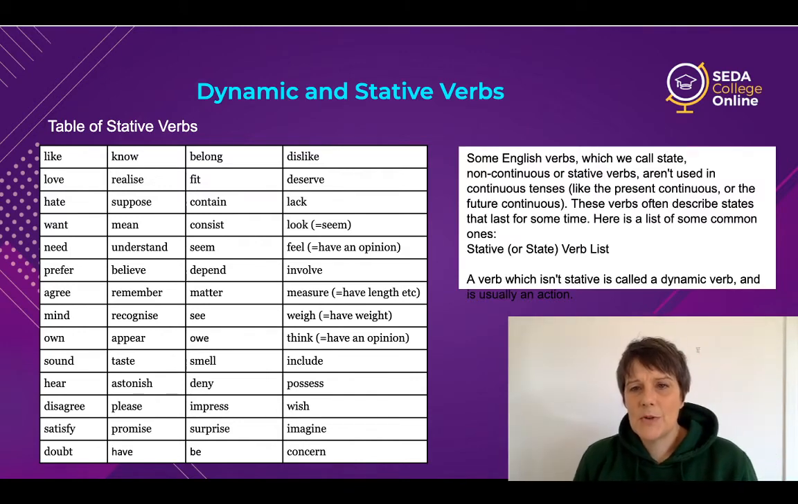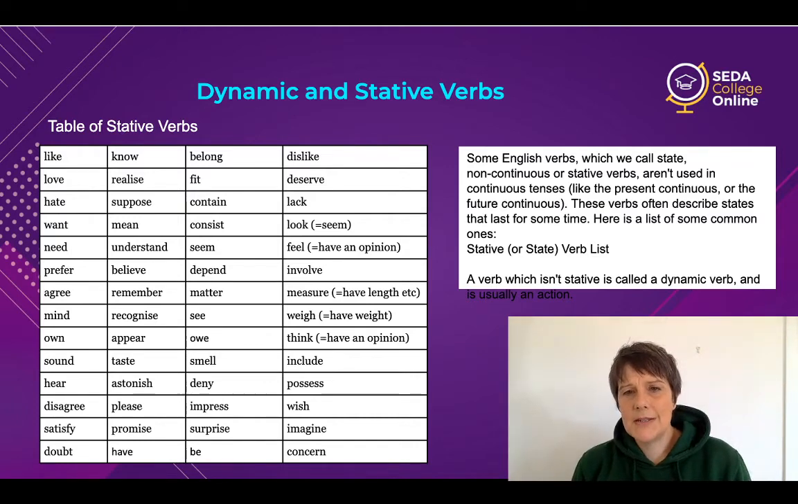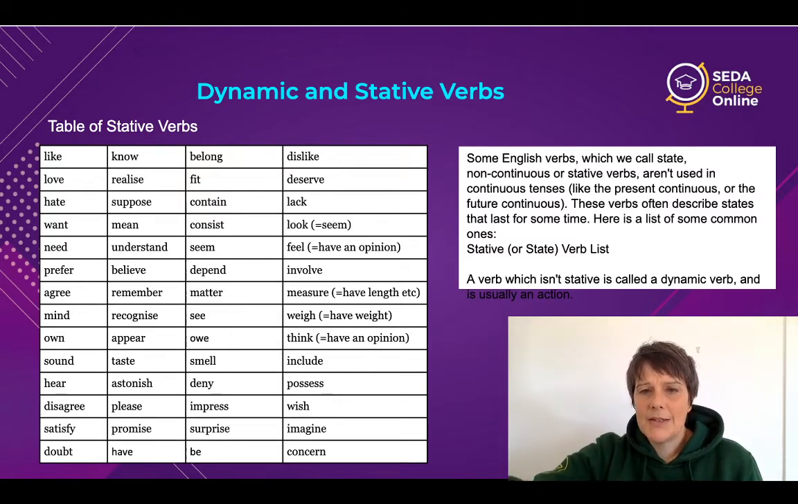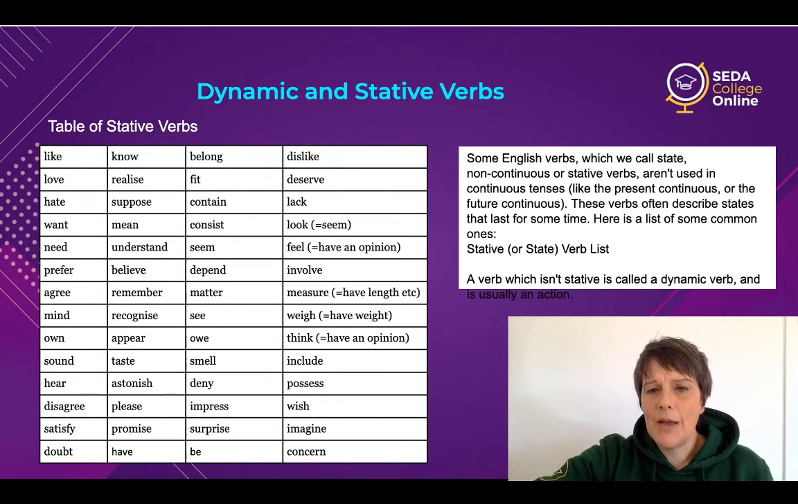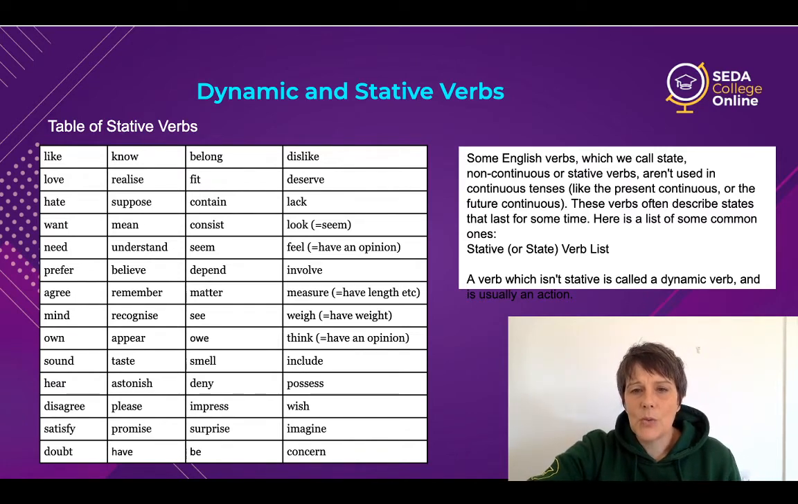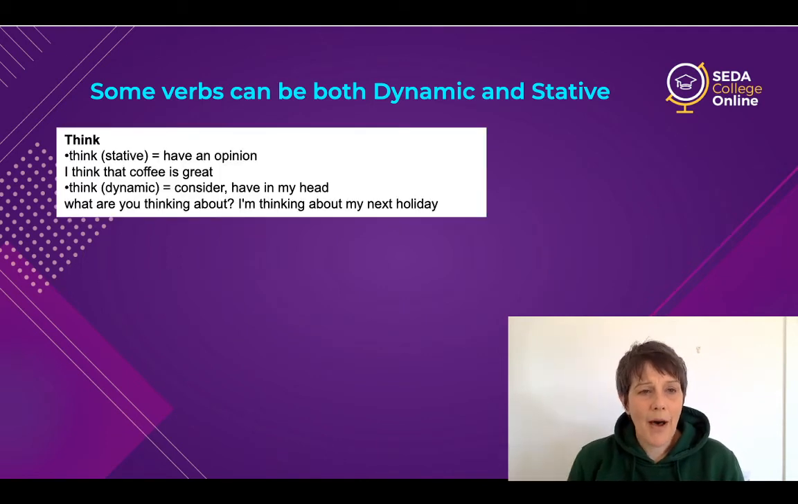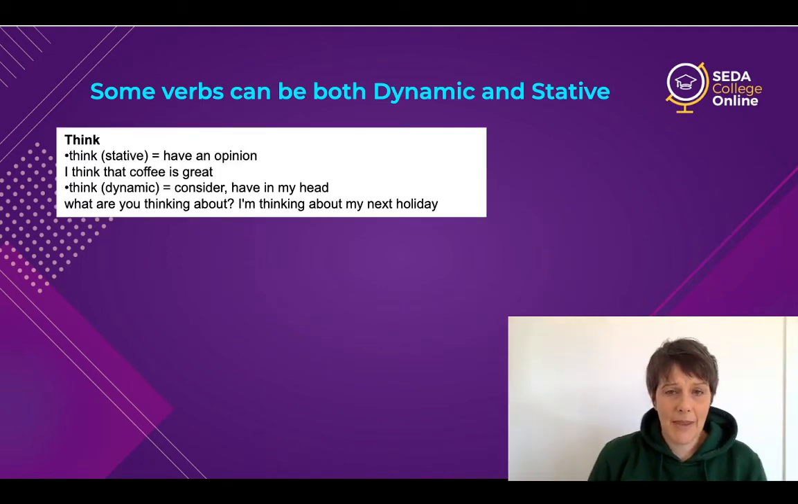So some English verbs, which we call state, non-continuous or stative, aren't used in continuous tenses, like the present continuous or the future continuous. These verbs often describe states that last for some time. So here's a list of some common ones. A verb which isn't stative is called dynamic, and it usually involves an action. But some verbs can be both dynamic and stative.